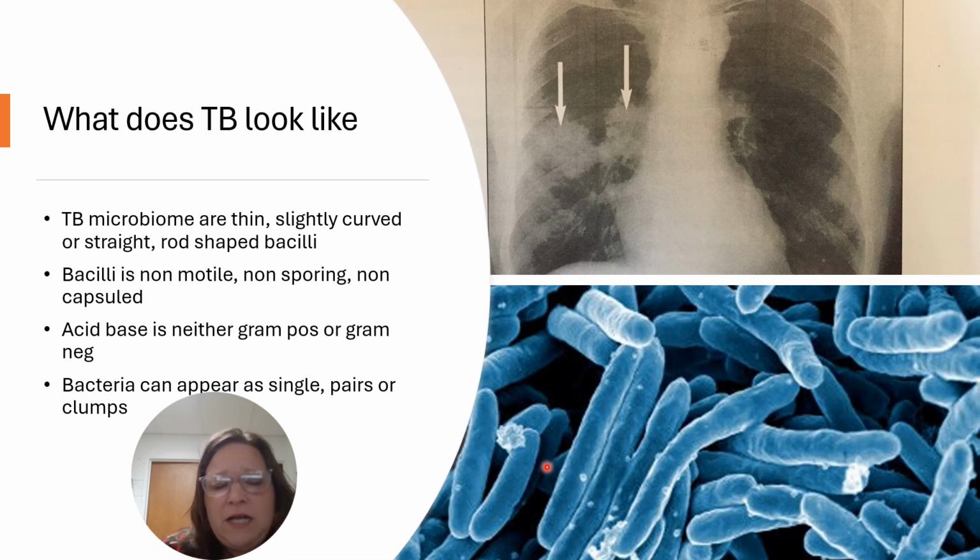It's bacilli that is non-motile, non-sporing, non-capsuled. Its acid base is neither gram-positive nor gram-negative, and bacteria can appear as single, pairs, or clumps. So this is like a clump right here that we have in this slide. And if you can tell up here on the top picture, it is an x-ray, and on this x-ray, we've got a clump here. We also have a clump here, and it looks like we may have a clump that's developing over here.